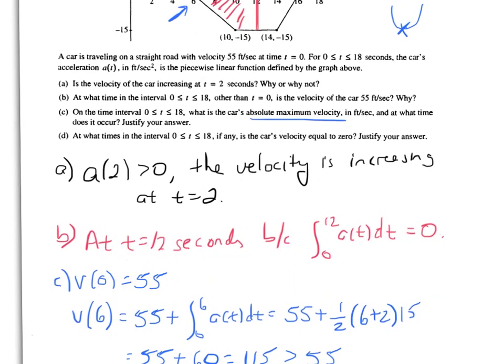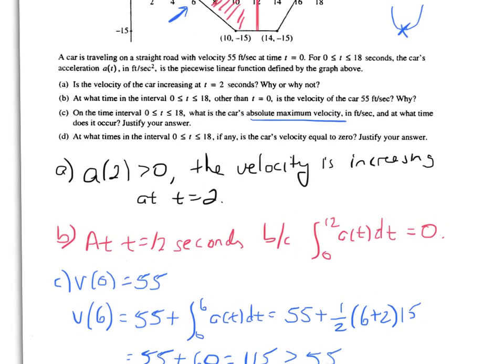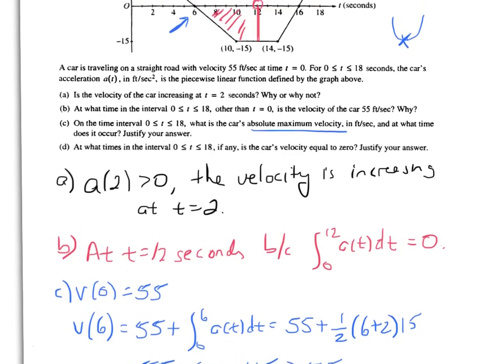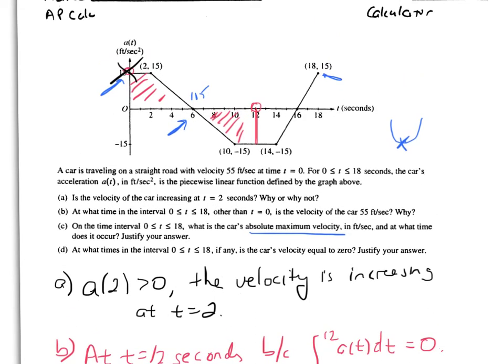Okay, now we're on to part D. At what times, if any, is the car's velocity equal to 0? Okay, so that's an interesting question here. Let's see what happens. Our car, we know, starts at 55 feet per second, increases to 115 feet per second, decreases back down to 55 feet per second, but then continues to decrease. So, how much more does that decrease?